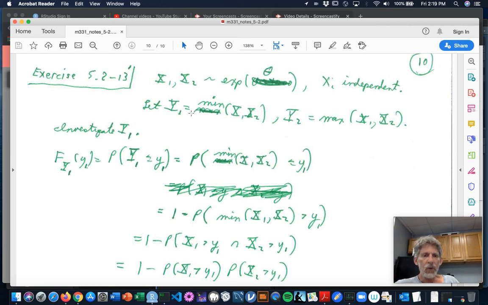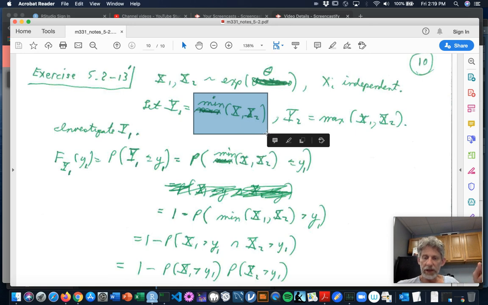Let's let capital Y1 be the lifetime of this machine one. That would be the minimum value of x1 and x2, right? Because you're going to fail as soon as one of them fails. So the first one that fails, the minimum of the two, will determine the lifespan.